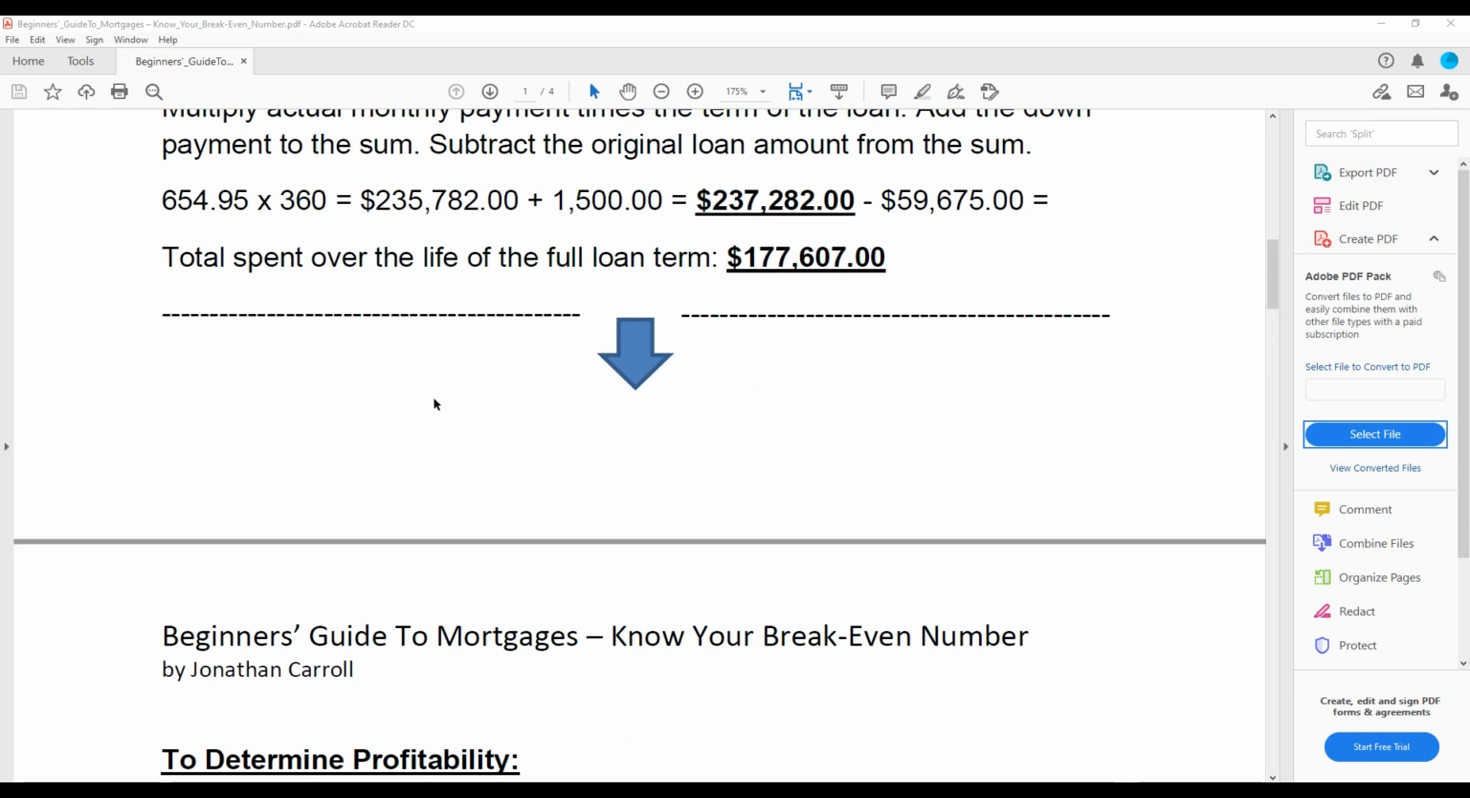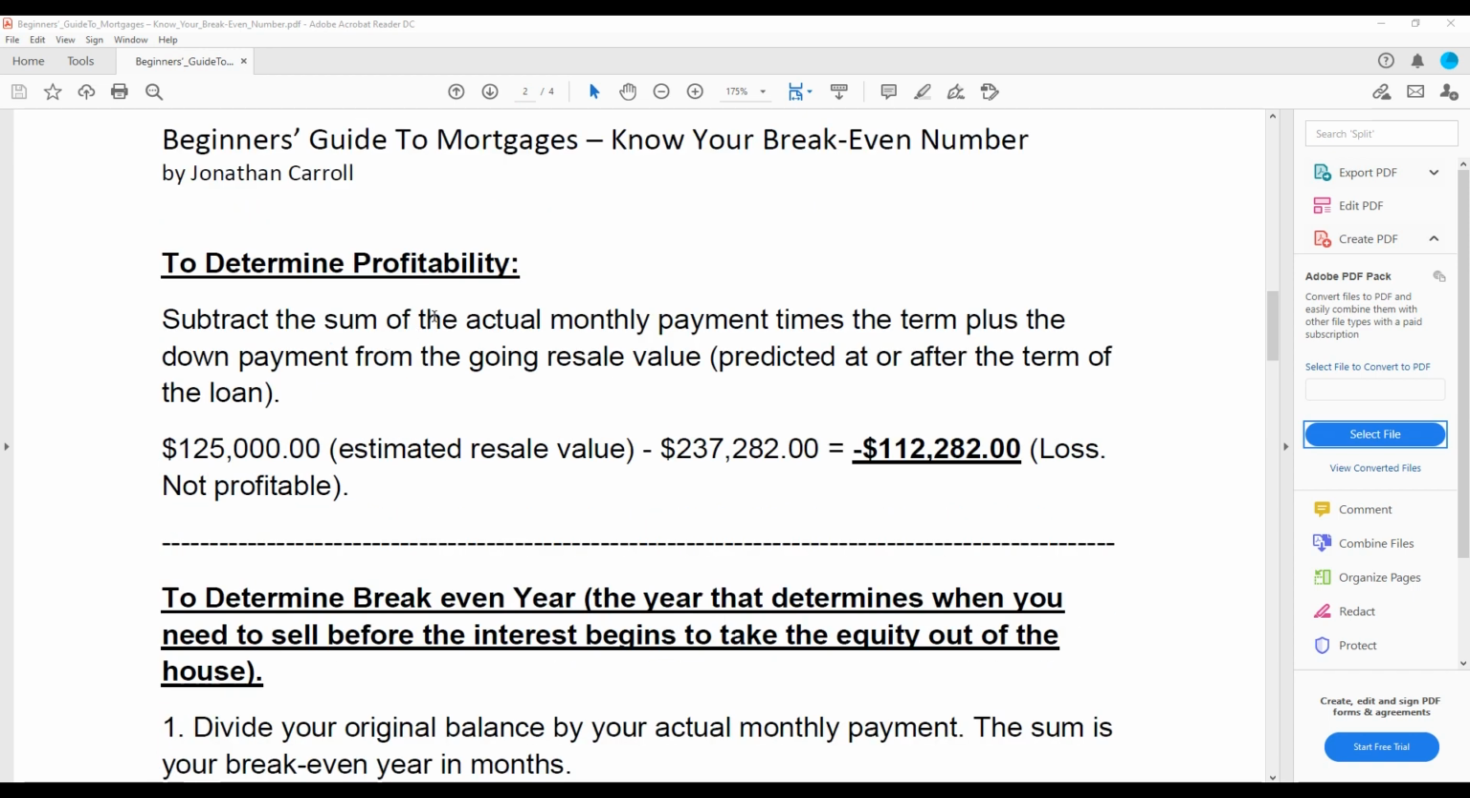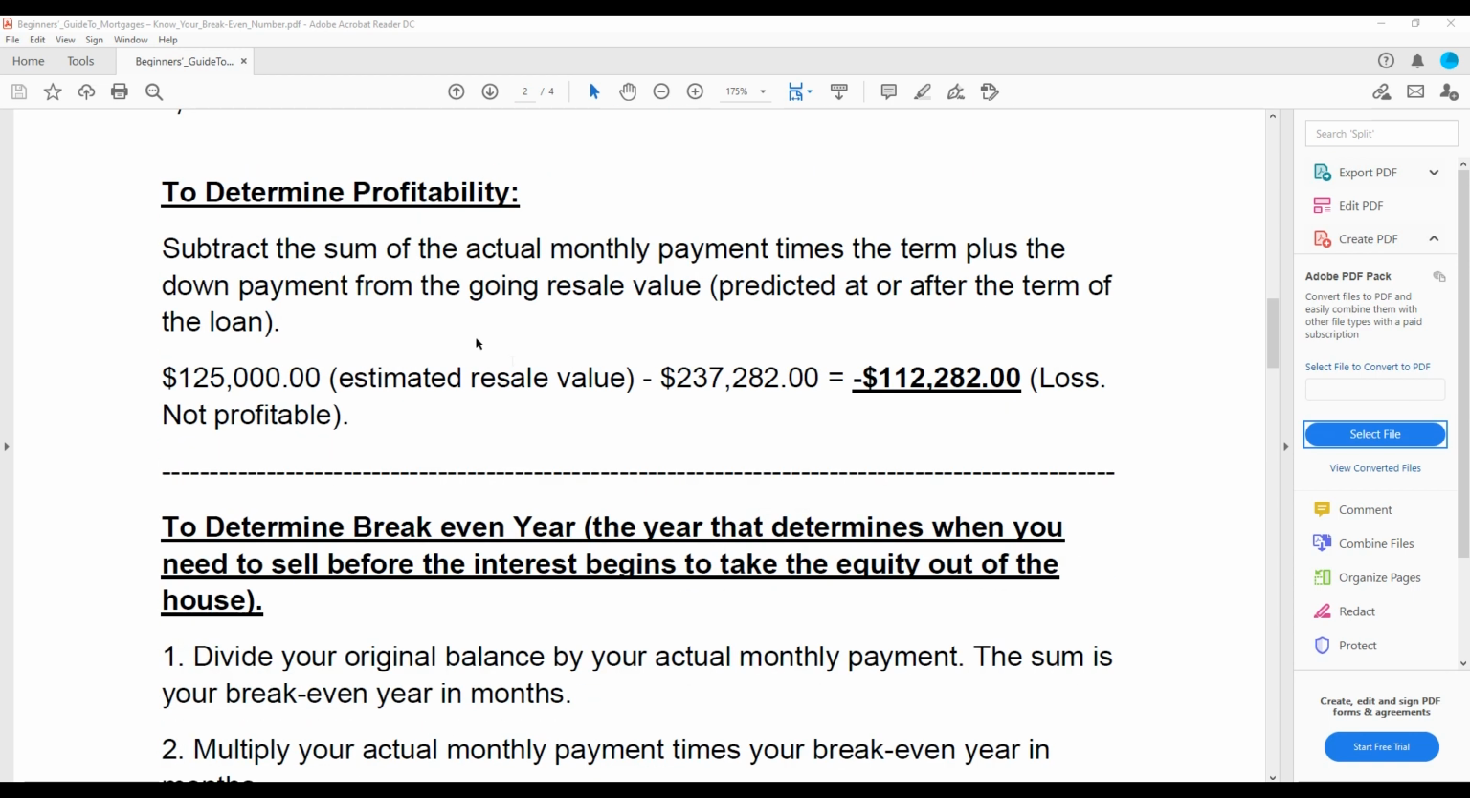Okay, now let me go back here. To determine the profitability of this property, subtract the sum of the actual monthly payment times the term plus the down payment from the going resale value predicted at or after the term of the loan. In this scenario, this property is estimated in the year 2020 at $125,000, and since 2000, this has been the average that the property has been able to resell at in that neighborhood, $125,000.